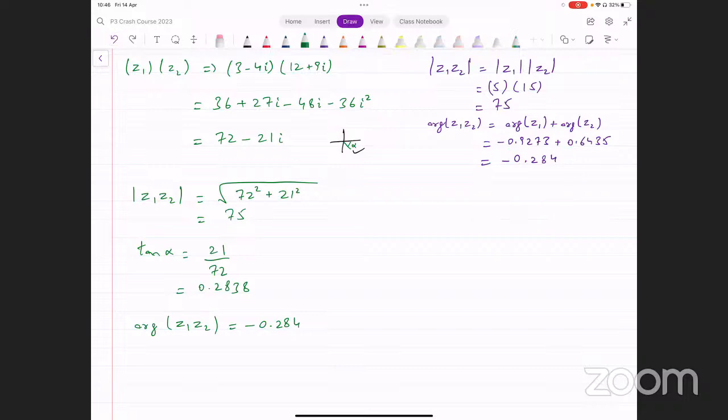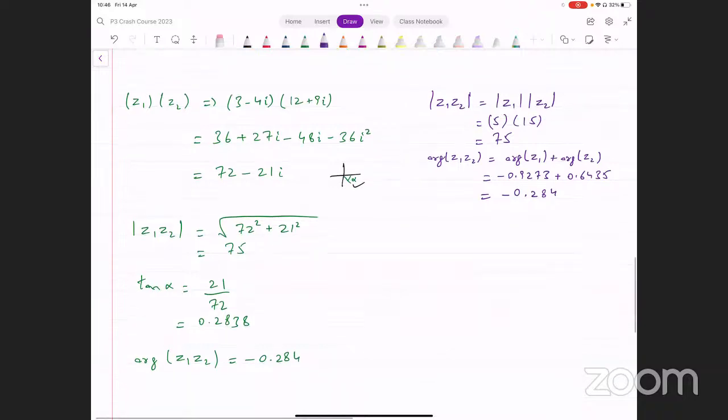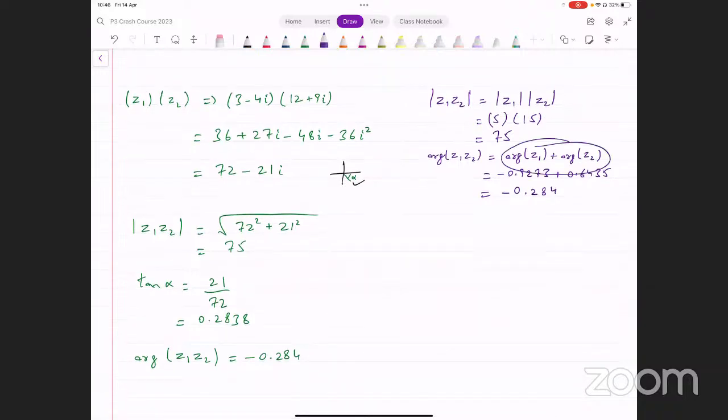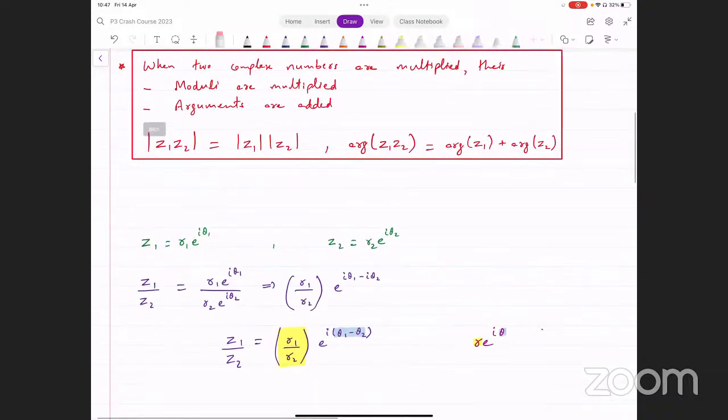All right. So if we have to find the modulus of a complex number that's a product of two complex numbers, all you have to do is just multiply their individual moduli. And if you had to find the argument, you would just add the individual arguments. So this is a property that you need to know about. You can verify this for division as well, but now these are two rules that you need to remember.